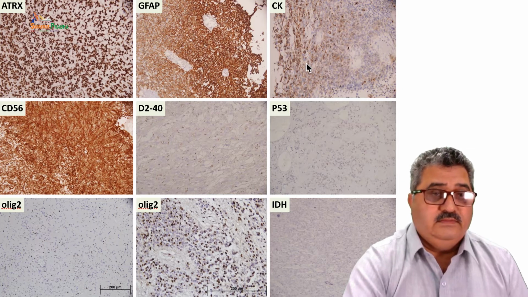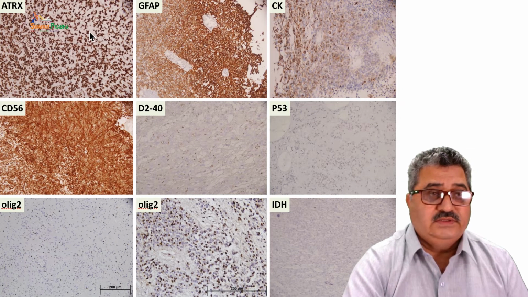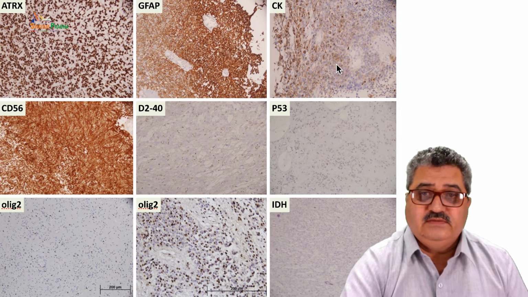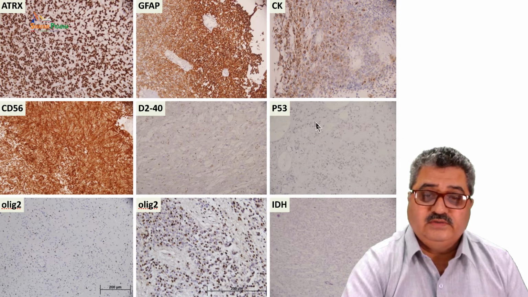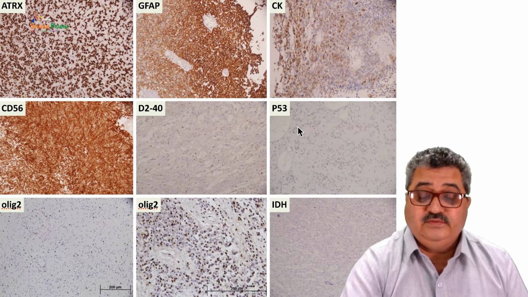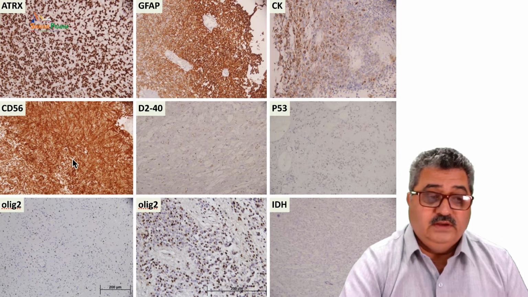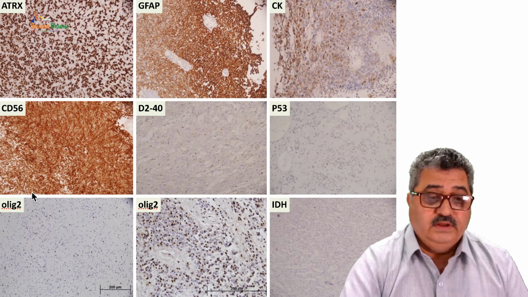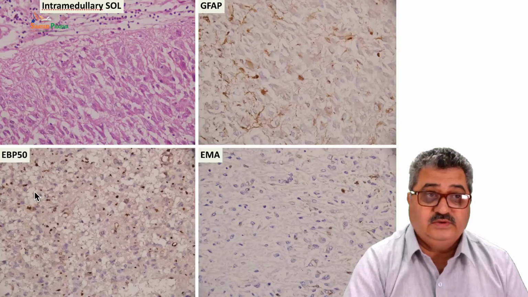ependymoma. The other markers which can be helpful in the diagnosis are ATRX, which is intact as compared to astrocytic tumors, CD56 positivity, and D2-40 positivity, which also shows dot-like positivity, and GFAP. Some ependymomas can show cytokeratin positivity. They are usually negative for p53 and IDH1. Now, OLIG2 is a relatively good marker for ependymoma. It is very focally positive, or it may be negative in ependymomas, as compared to astrocytic and oligodendroglial tumors.